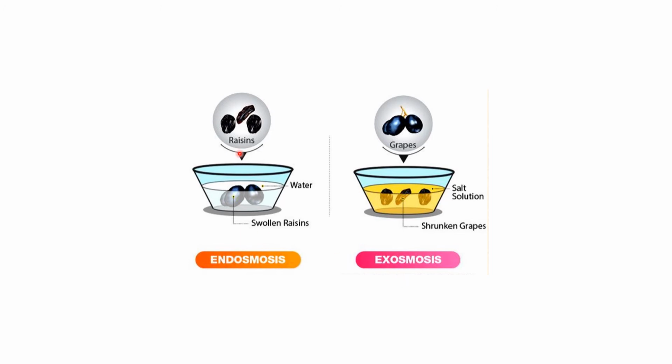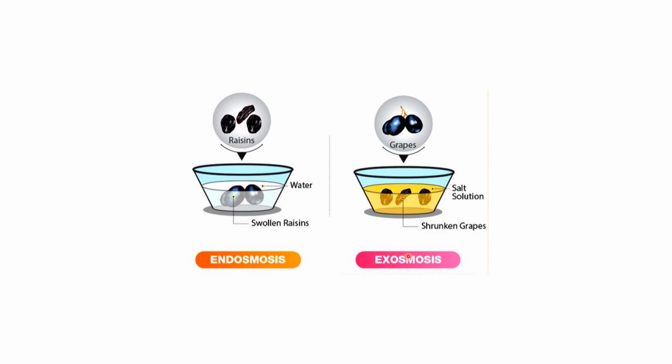Here you can see these are raisins, and these raisins are soaked in the water. This is the normal water, and after 2-3 hours you will see that the raisins swell up. So why do these raisins swell up? It is because the water is moving from outside to inside the cell.